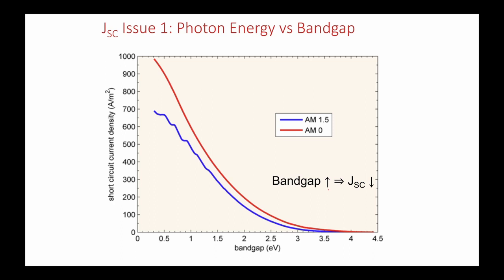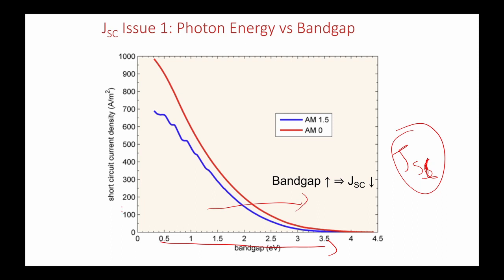If we increase the band gap, as on this side, then the JSC that we were talking about will decrease because we are absorbing less light. Because we are absorbing less light, that's why the short circuit current is decreasing. This is short circuit current density, which is in amps per meter square.